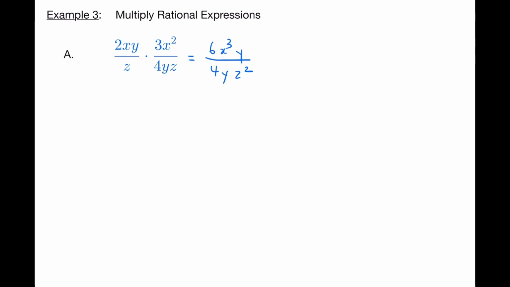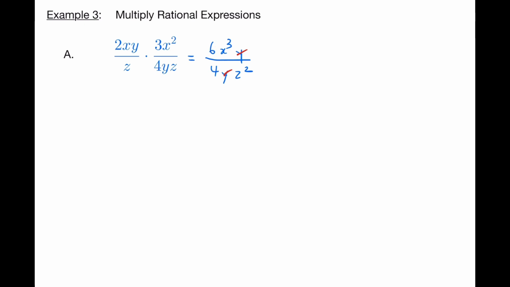So if you take a look, we have a y in the numerator and a y in the denominator, so those can get canceled out. We have an x up here, we have no x's down here, so there's nothing we can do there. We have a z down here, no z up here, so there's nothing we can do there. But we can reduce this.